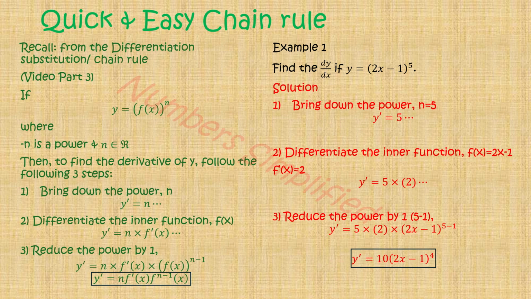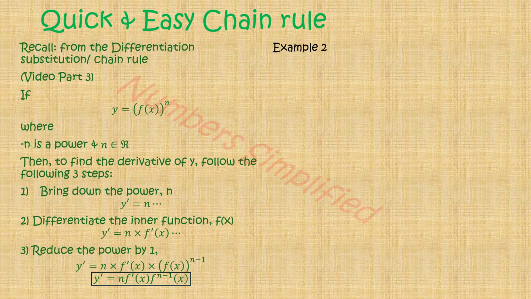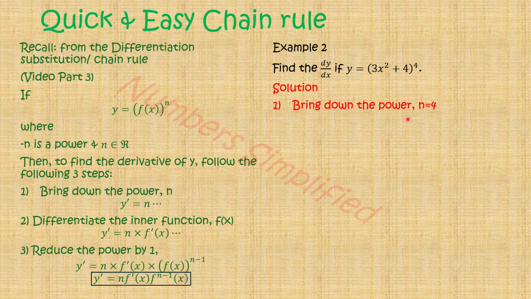Great then. Let's look at number 2. So this is the second example in this quick and easy chain rule approach. So we are asked to find the first derivative of y and we're given the function as 3x squared plus 4 raised to the power 4. So the solution. The first step, we bring down the power, which is a 4, n is equal to 4, implying that y prime is equal to 4 times something.